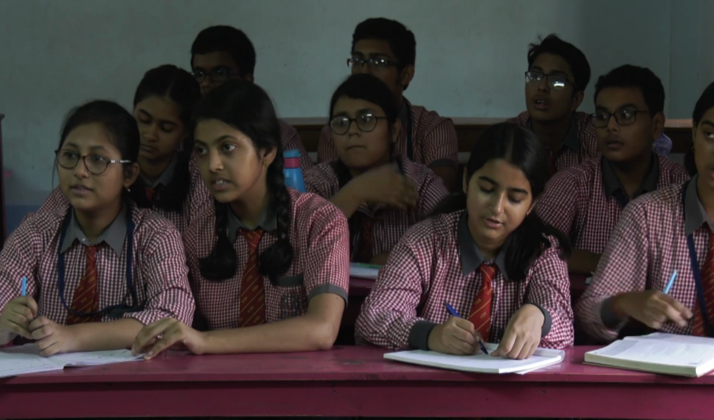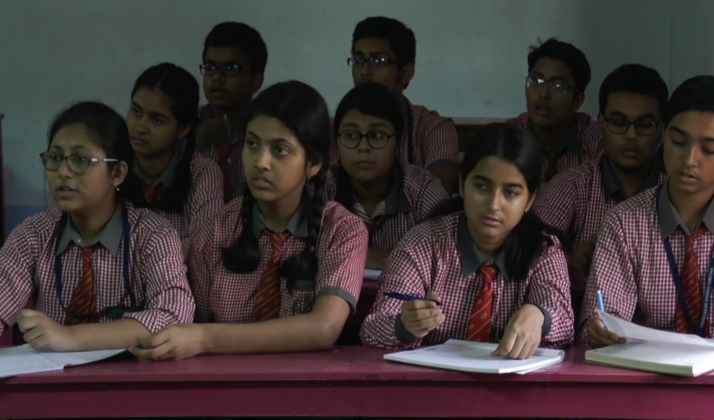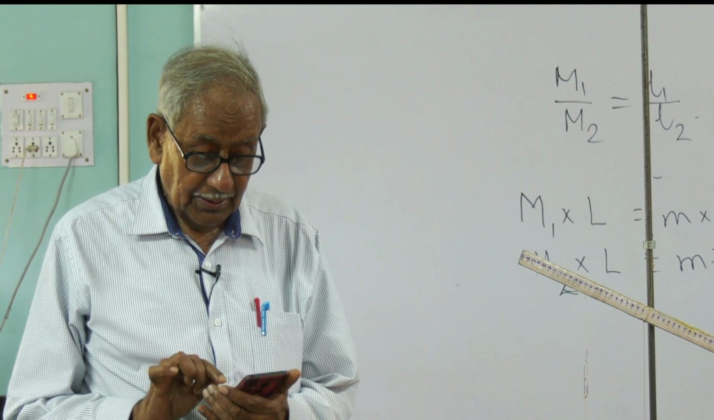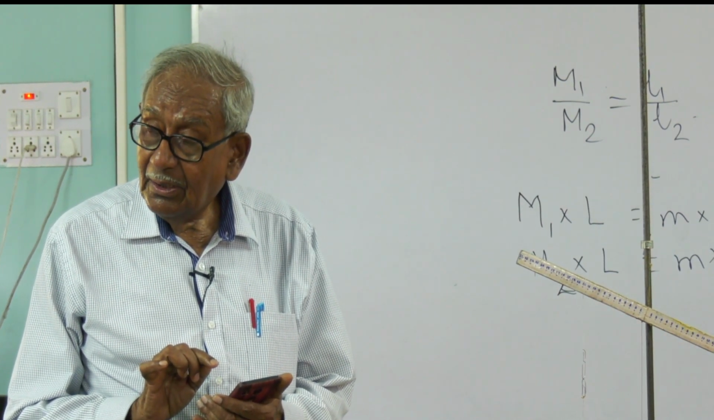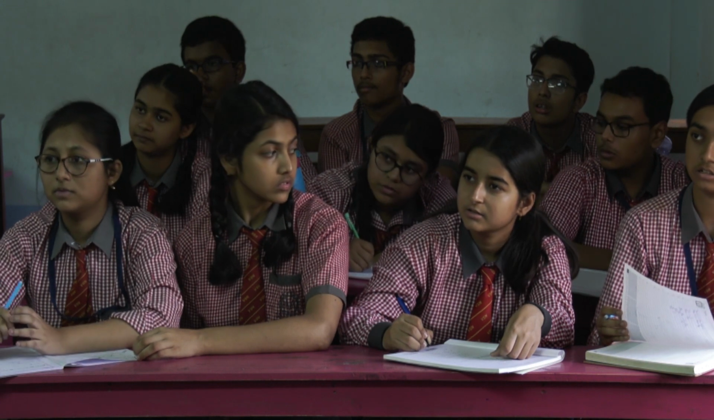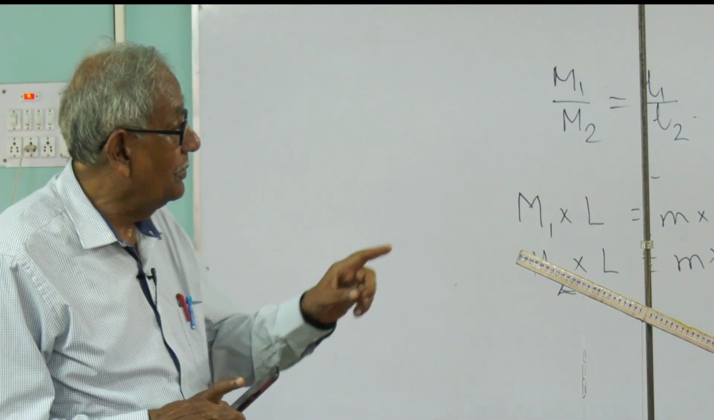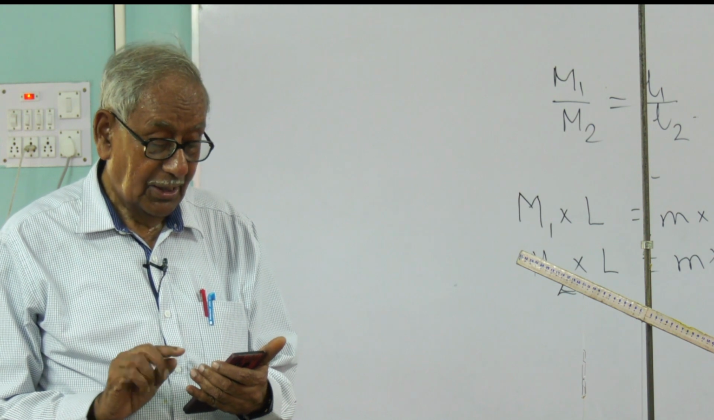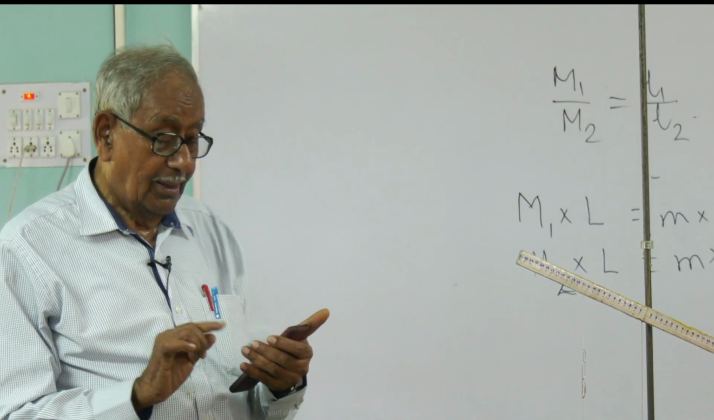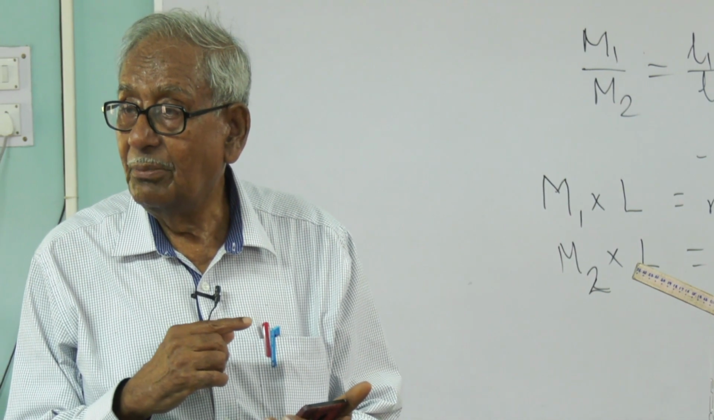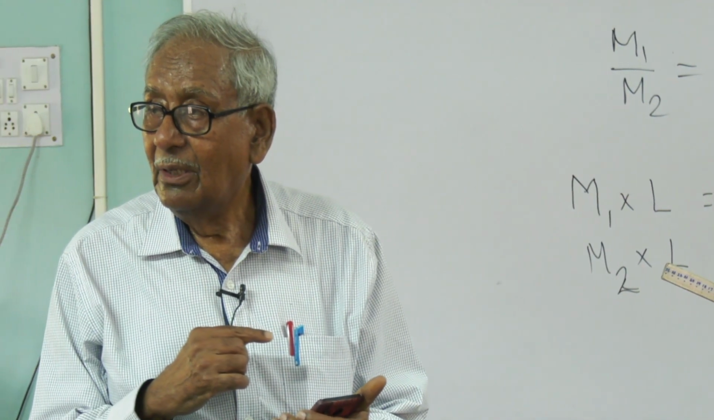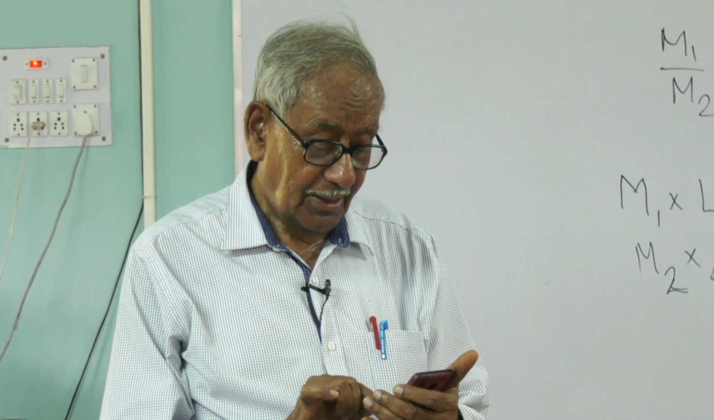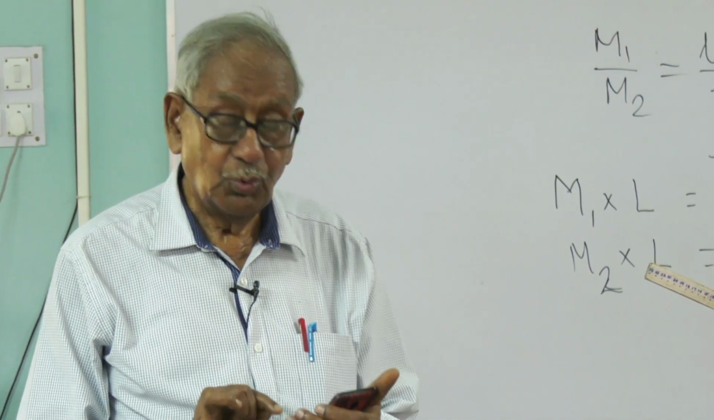What was L1? L1 was the initial position of this. L1 is? I can't hear. 20. Only L1, 20. Only 20. 20, right, divided by L1 minus L2. The second reading, I had told you. How much is the reading? 12. L2 is 12. That means 8. So, 20 divided by 8 is equal to 2.5.